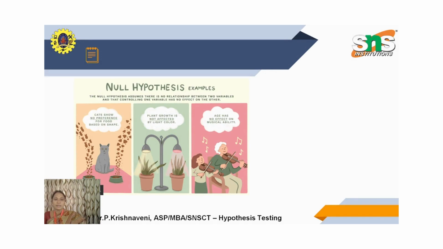And also, cat shows no preference for food based on the shape. Here the null hypothesis is no relationship, no preference at all. Plant growth is not affected by light color. Age has no effect on musical ability. These are a few examples for the null hypothesis. The alternate would be that we are rejecting this null hypothesis, and that is our alternate hypothesis.